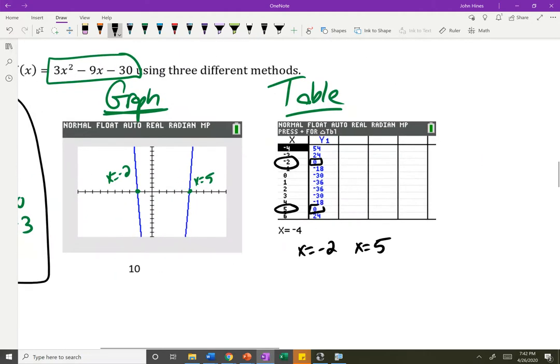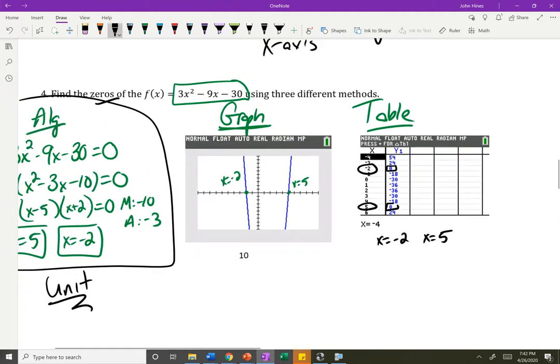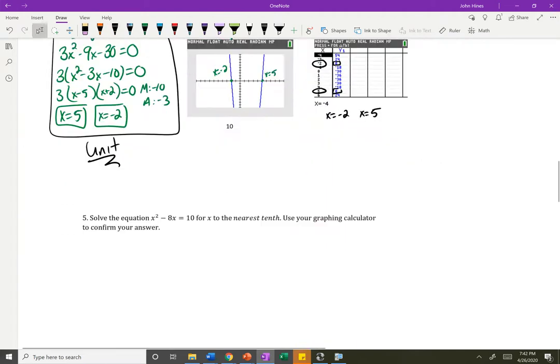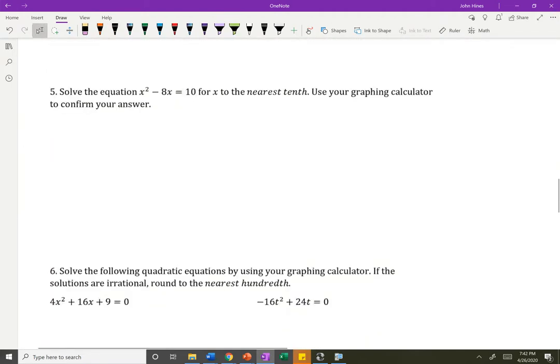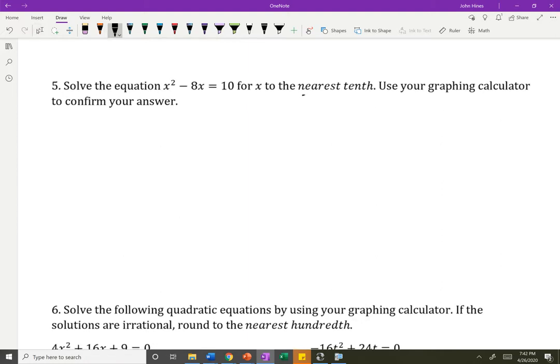Now we're focusing on the graphical and tabular representations of them, where I can look at the parabolas and the tables to find things like my zeros and my vertex. We're almost done. A little more calculator skills, and I'm going to let you practice. So solve this equation to the nearest 10th.